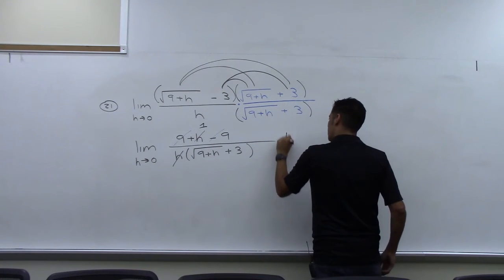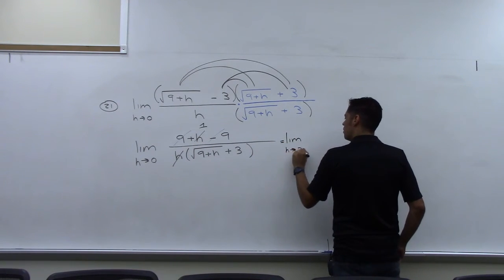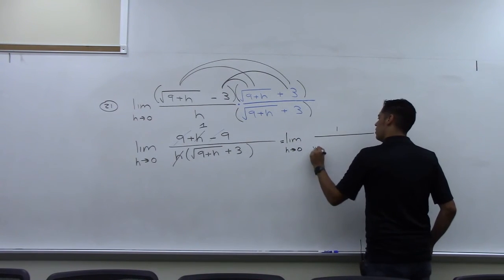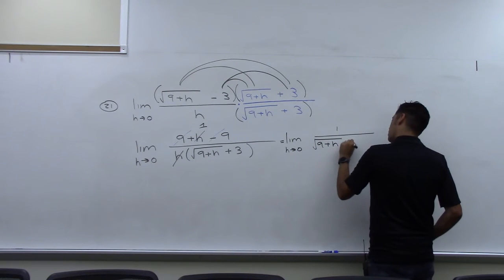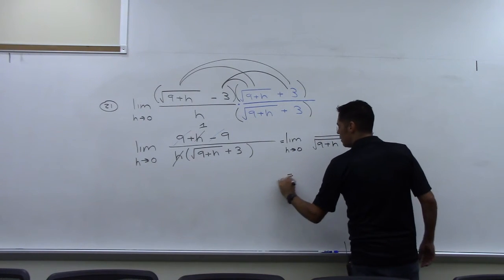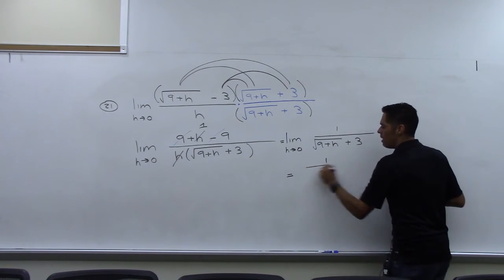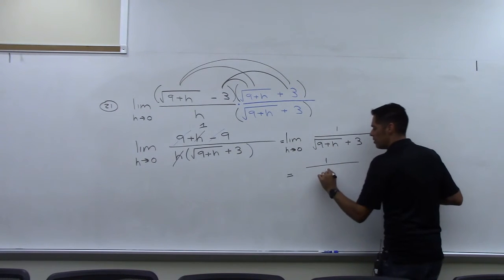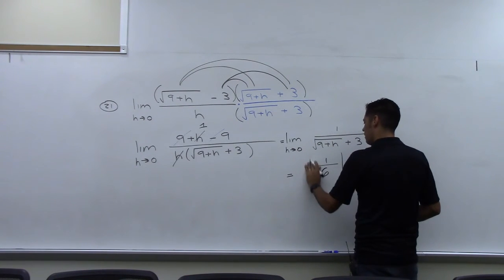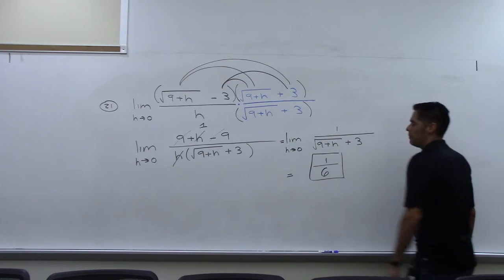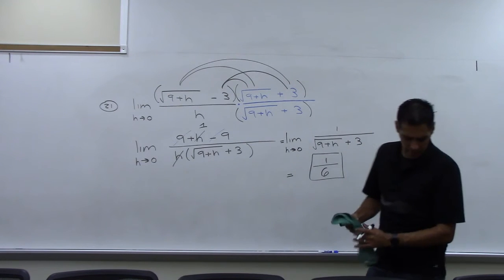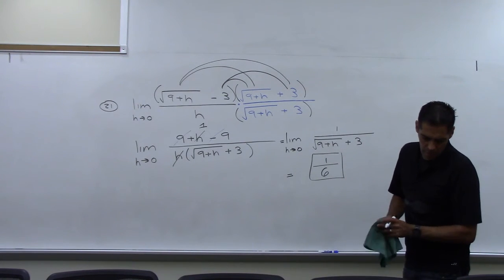And so you're really looking at the limit as h goes to 0 of 1 over just the stuff that was here. So root 9 plus h plus 3. And now let h go to 0. And you'll get 1 on top. 0 plus 9 is 9. Square root of 9 is 3. This time, that'll be 3 plus 3, which is 6. So you get 1/6. Ah, conjugate. Okay, I'll let you do 22 on your own.